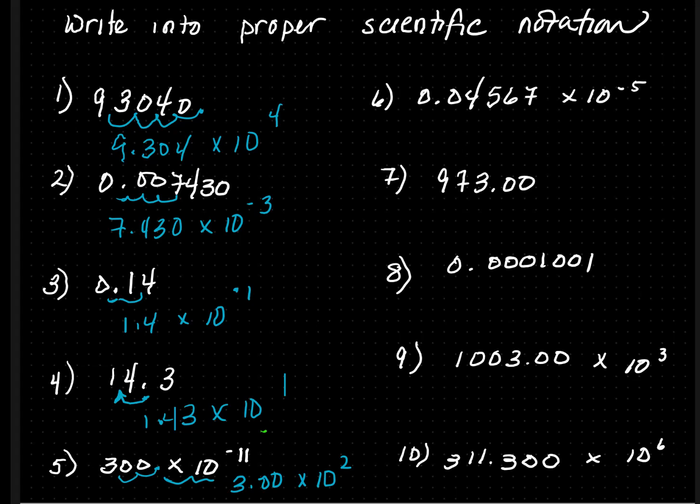So this becomes 3.00 times 10 to the negative 9. A negative 11 plus a positive 2 is a negative 9.